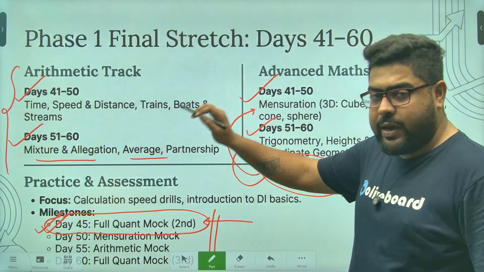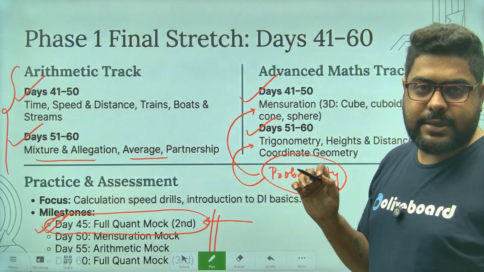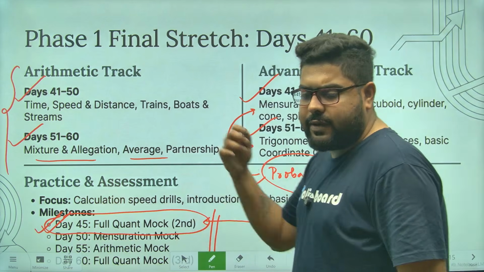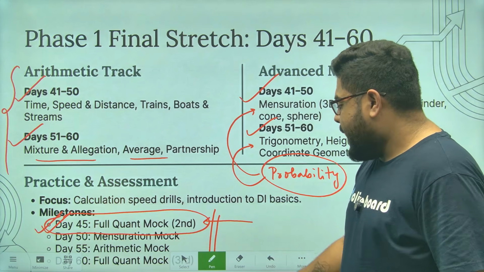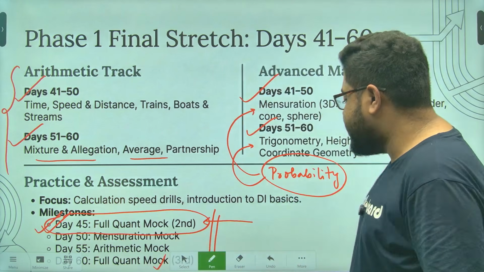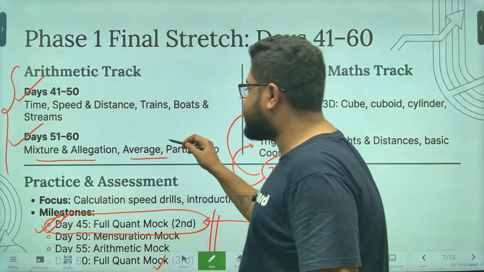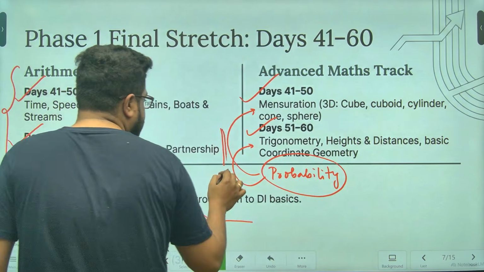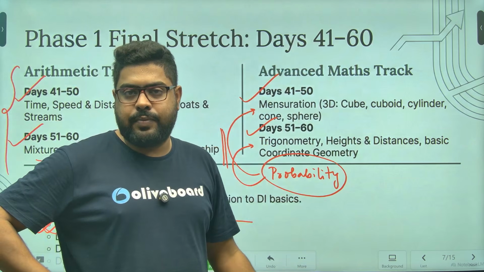Till now, every day the mocks you will take, the other mocks, all those will be topic tests. So after every topic, you need to take topic tests. And full quant mocks you will start taking once the syllabus is ending. So by day 60, your syllabus is done. Now you are free to start taking the full mocks.